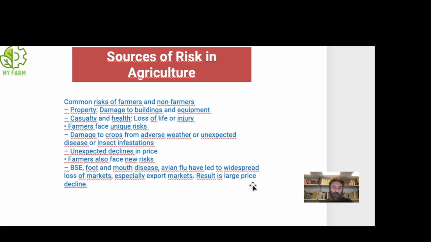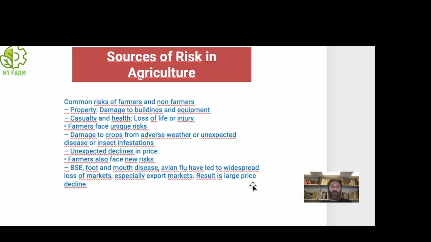We could say that we have, as a first distinction, between farmers and not farmers. In the common risk, so we have damage for buildings and equipment, damage for property, and personal risk that are common for farmers and non-farmers.